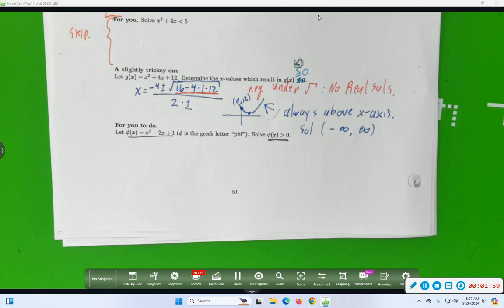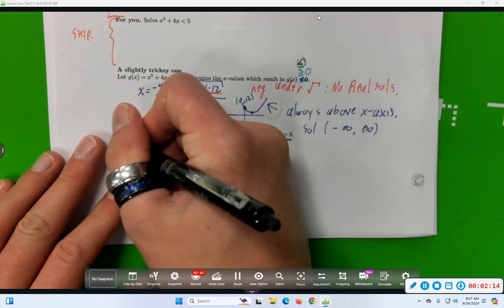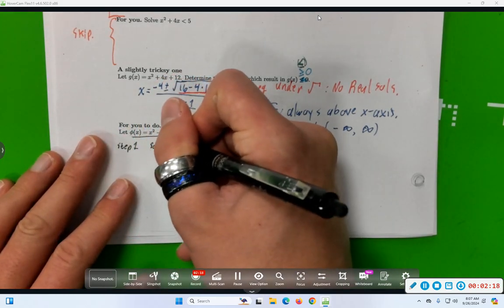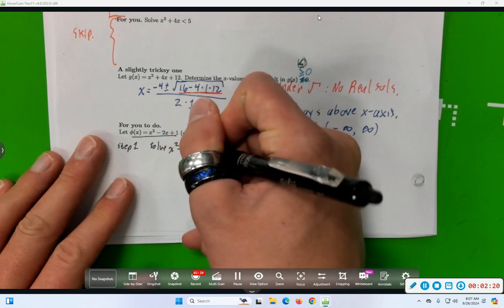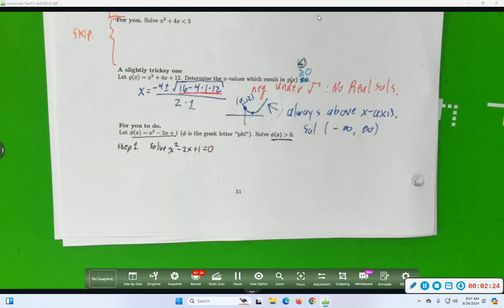How do people feel like they want me to be the one to solve that quadratic equality? Cool, then I will. So let's solve that. So step 1, solve x squared minus 2x plus 1 equals 0. And on the one hand, you might notice that that factors, but let's imagine that I don't.